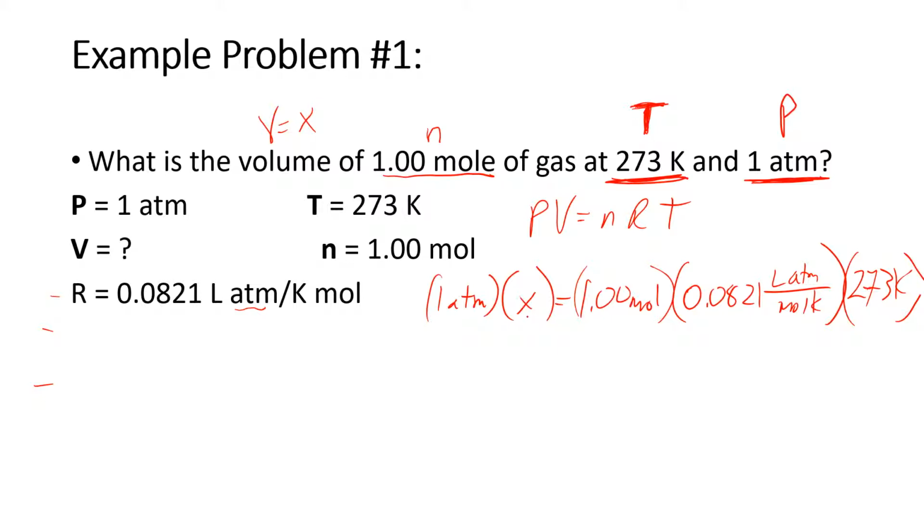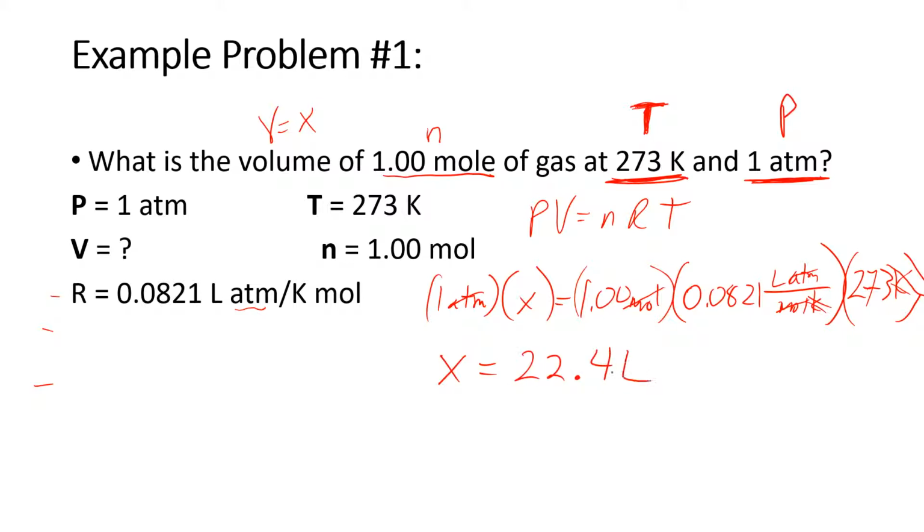Now, solving for this X right here, where 1 times X is X, that's pretty easy. Notice, however, that our units are going to cancel. So here's moles, and there's moles in the R, so that cancels. Here's Kelvin. There goes Kelvin. Atmospheres is on this side, so the atmospheres are going to cancel, and all that's going to be left is liters, and that's how we know the X will be equal to liters, because that's the only thing that didn't cancel.